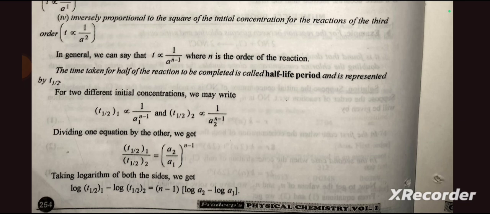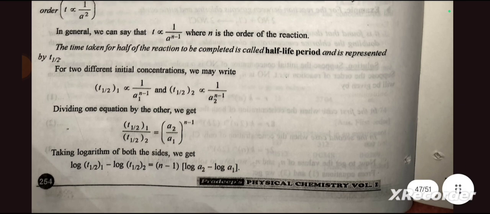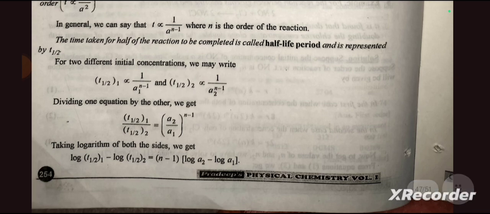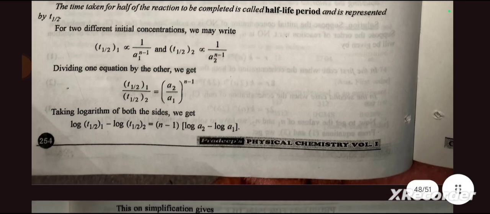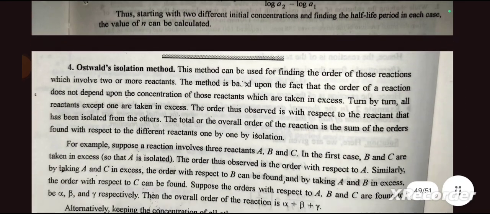T is inversely proportional to 1 by a square. T is inversely proportional to 1 by a power n minus 1.